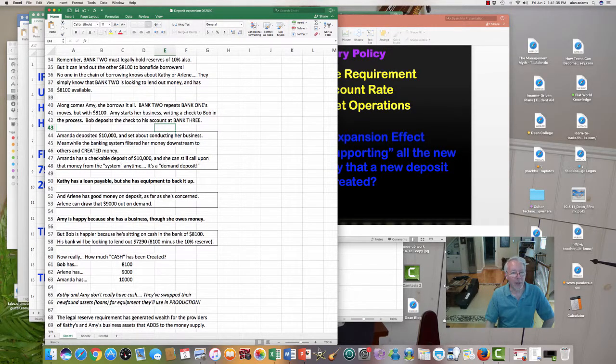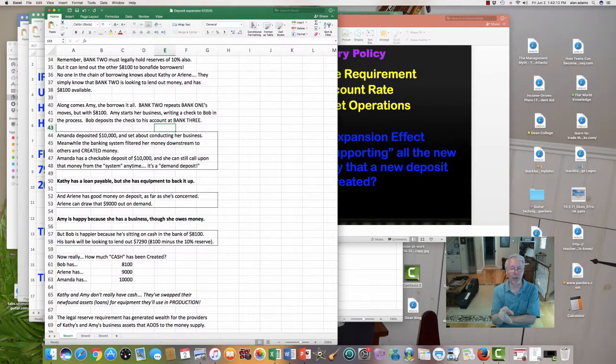Okay, so at this point, what do we have? She's going to buy her equipment from a guy named Bob, and Bob takes his $8,100 and sticks it in the bank. Everyone's got money in the bank now, except for Kathy and Amy. Okay, none of these people know each other. Kathy and Amy each have a business they've borrowed from a bank. They have assets in their business, as you learned in financial accounting, but they also have a loan payable to their bank, okay?